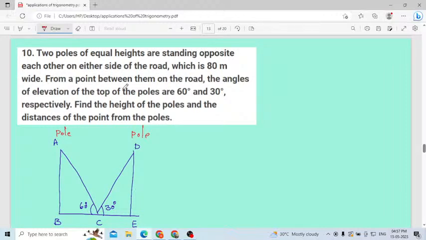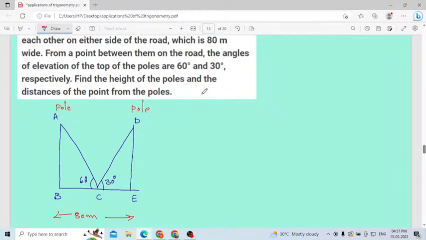Then from a point between them on the road, the angles of elevation of the top of the poles are 60 degree and 30 degree respectively. Here the angle of elevation will be 60 degree and 30 degree. Find the height of the poles and also the distance of the point from the poles.